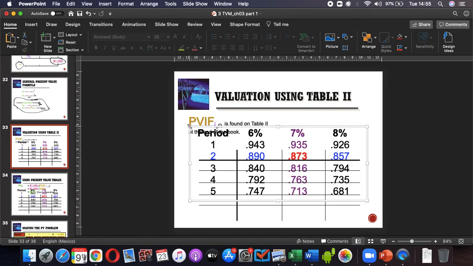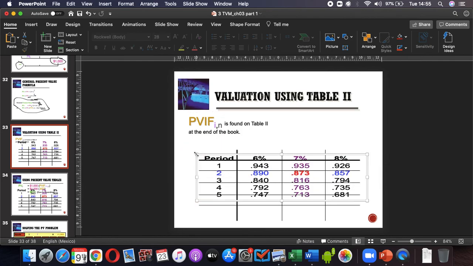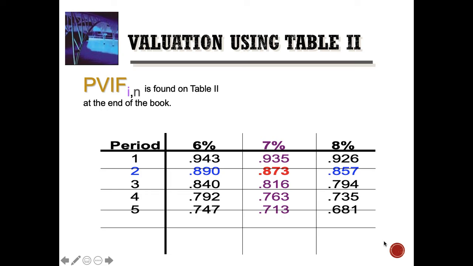This is valuation using table 2. The present value interest factor for i and n is found on table 2. You can see here, for example, the period is 2 years and the interest is 7%, so the result of the PVIF is 0.873.